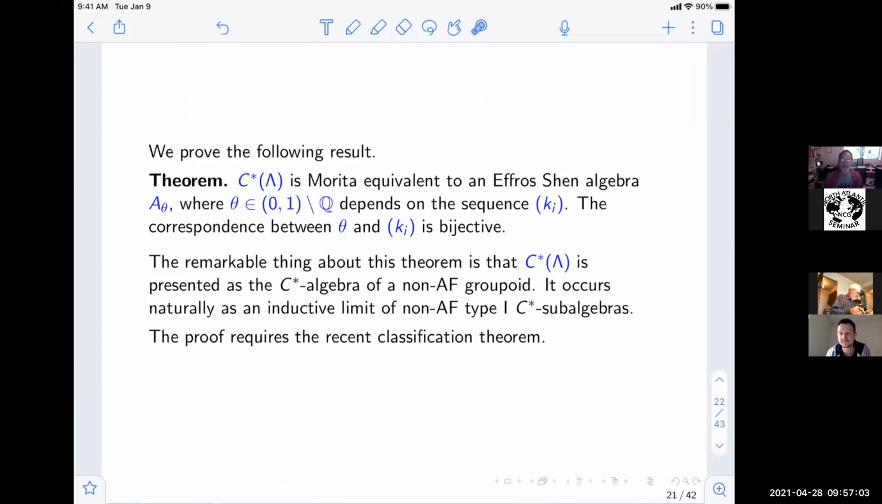And what we felt was remarkable about getting this example is that while this is an AF algebra, it's presented as the C-star algebra of a groupoid that is not AF. In fact, the groupoid has isotropy. So it's very hard to see where the AF structure comes from. We haven't been able to write it as a closure of an increasing union of finite dimensional subalgebras. So the proof requires the powerful classification result that's been proved in just the last few years.